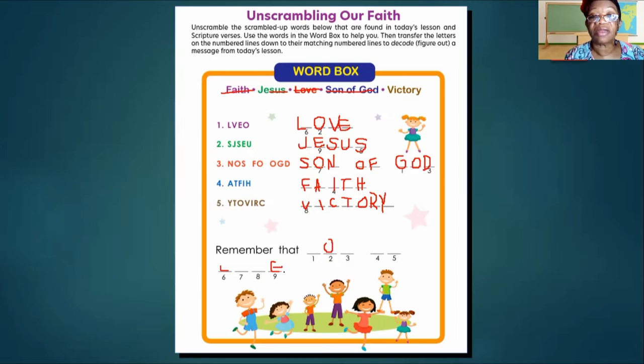And let's see, Son has an O for number seven. O for seven. God is number one. G is number one, rather. And in God, D is three, so we'll make a D on the other D blank. Number four is I. And number eight is V. I'm missing one. Oh, that S is five. So it says, remember that. And the answer is God is love.